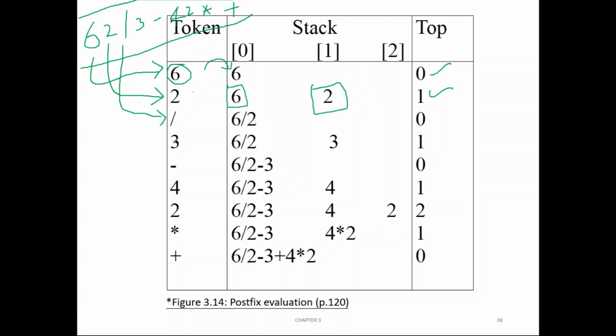When you perform pop for the first time, you will get some number. Store it in the variable operand 2. Whatever you pop for the first time should go into operand 2. So operand 2 will have 2. Again pop for the second time. Whatever you pop for the second time should go into operand 1. So operand 1 is 6. After popping these two things, the stack becomes empty.